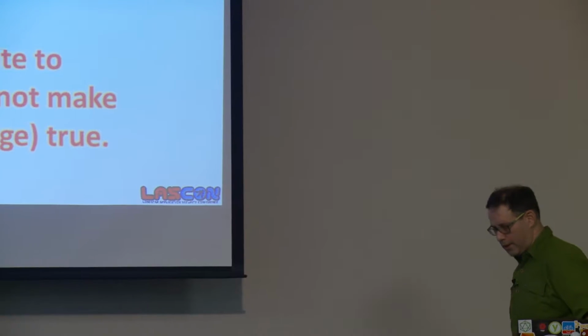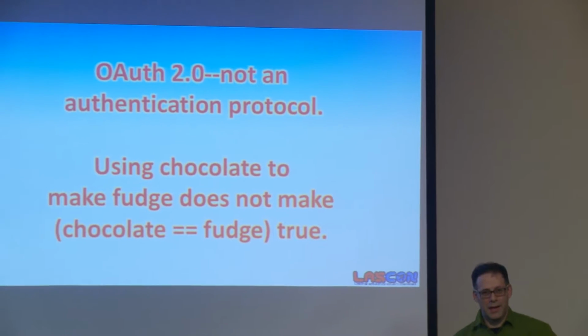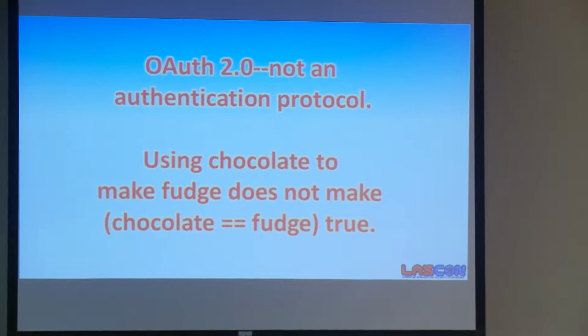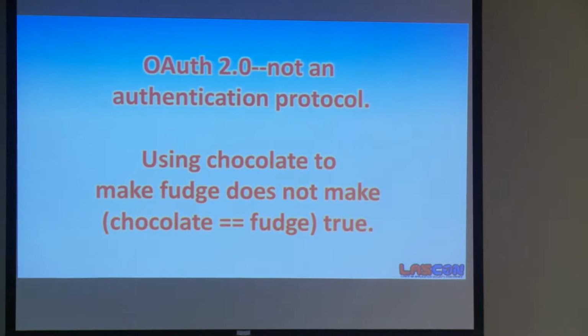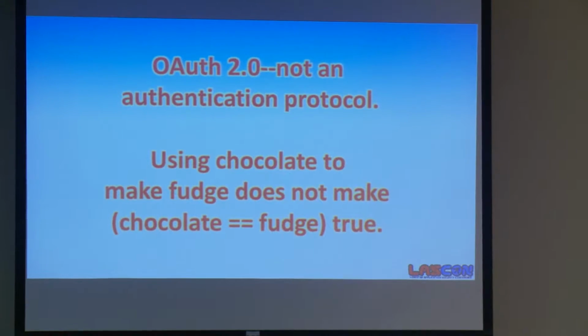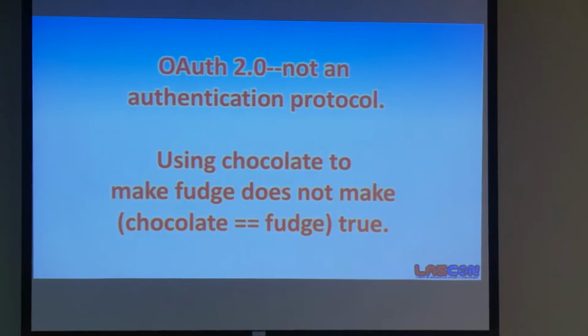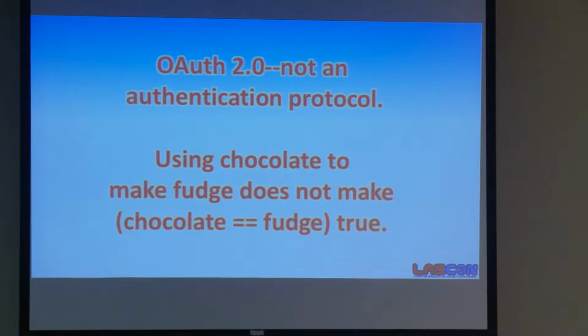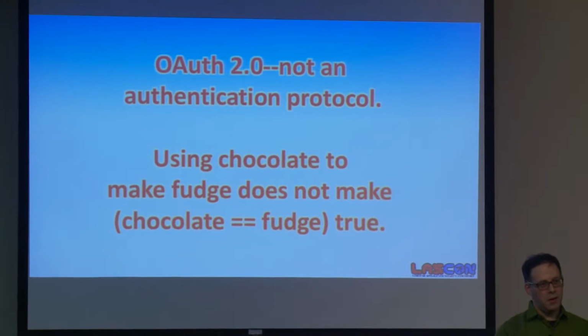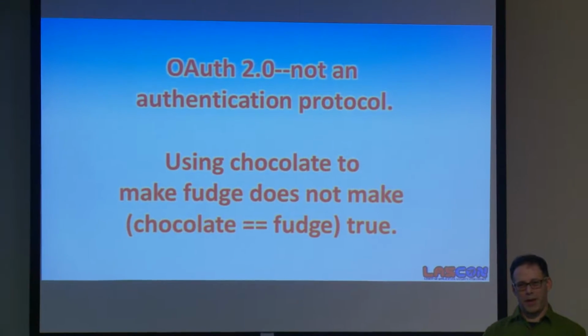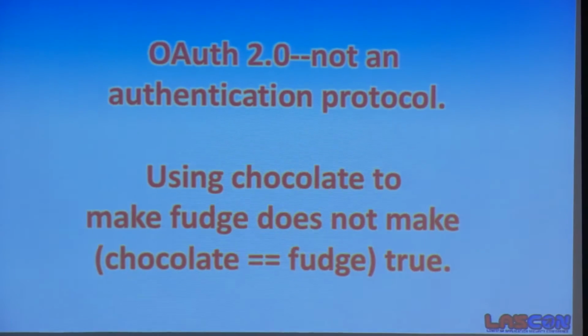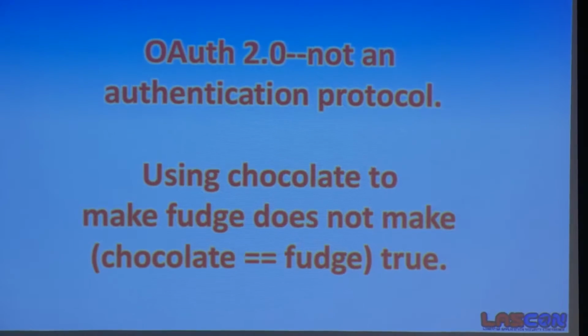One of the misconceptions about OAuth2 is that it's an authentication protocol. One of the authors of a book on OAuth by Microsoft, Vittorio, has this quote: using chocolate to make fudge does not make chocolate equal fudge. It's a good analogy to keep in mind. You can use OAuth2 to make a login flow for authentication, but OAuth2 by itself is an authorization framework.